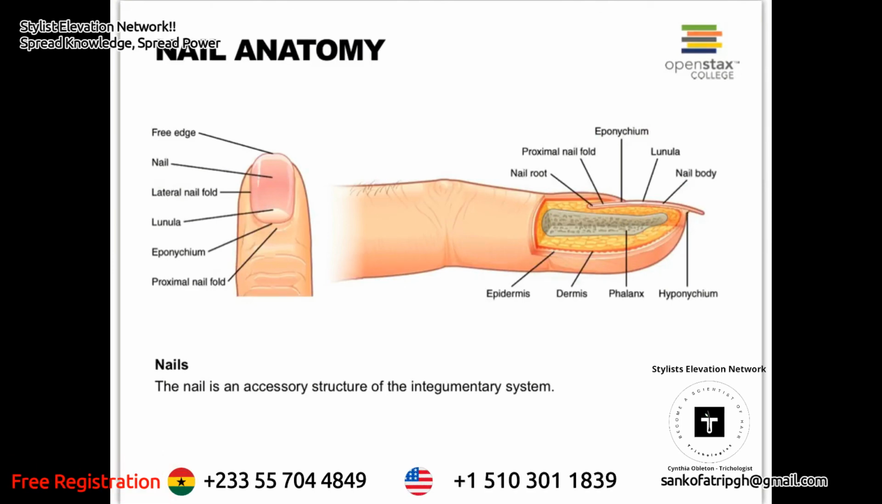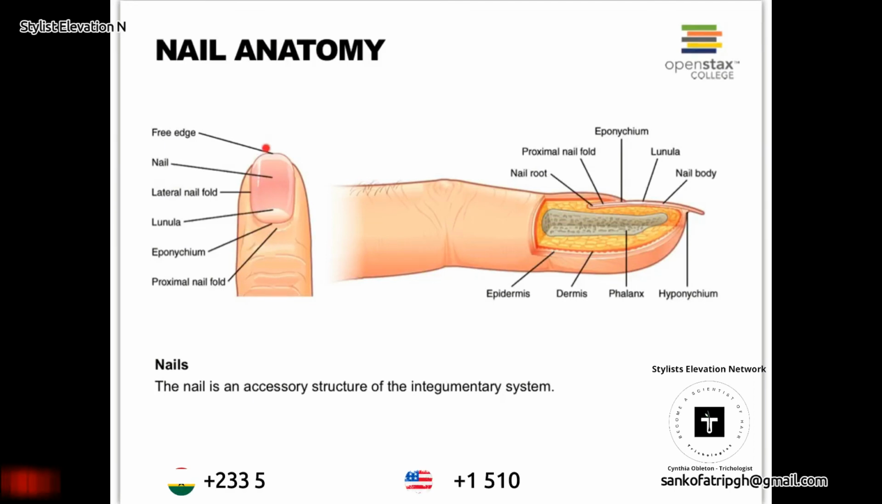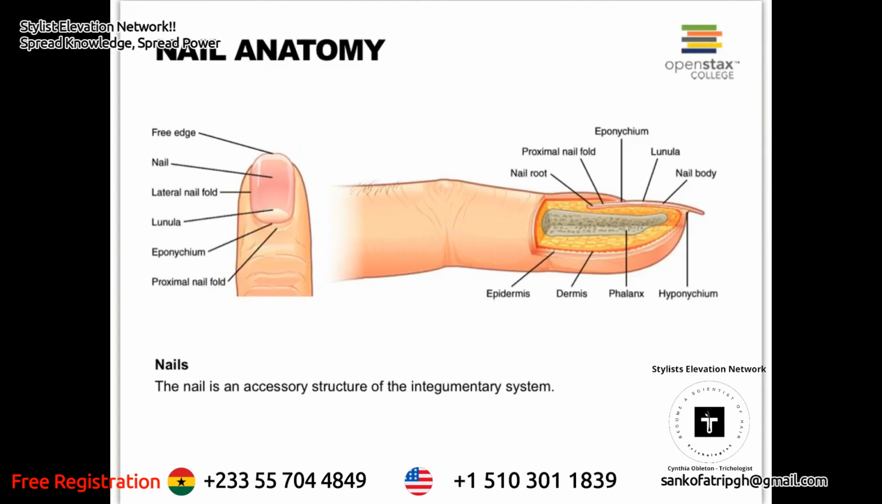So onycho, O-N-Y-C-H, typically refers to nail. We have the nail body, and then the embedded part of the nail we call the nail root, and of course nearby where it reaches the dermis, that would be referred to as the matrix where nail growth occurs. If we look over here on the left hand side, we again can see where the skin meets the nail on the superficial side, and so we call that the eponychium. And then this little half moon shaped whitish structure we see at the base of our nail we call the lunula.